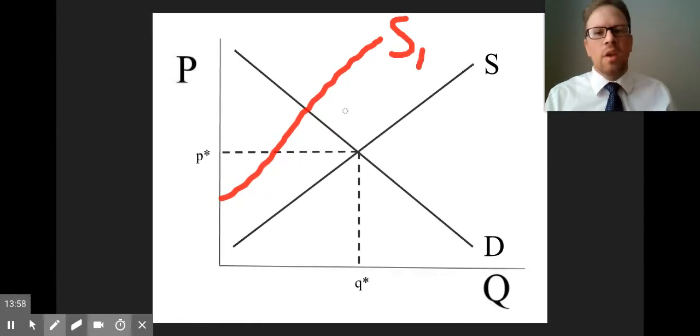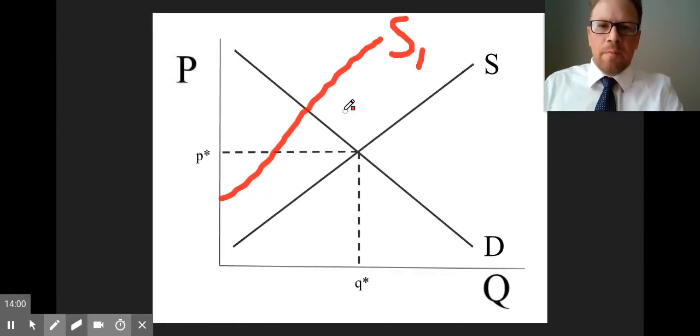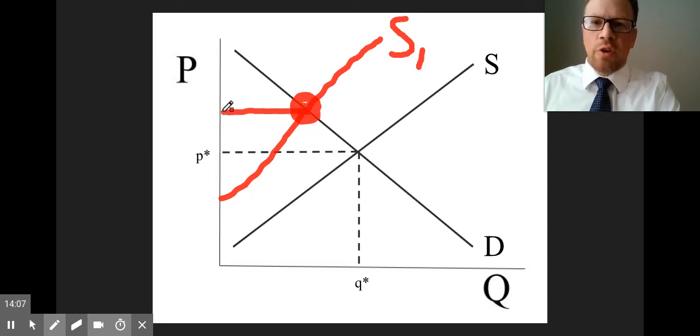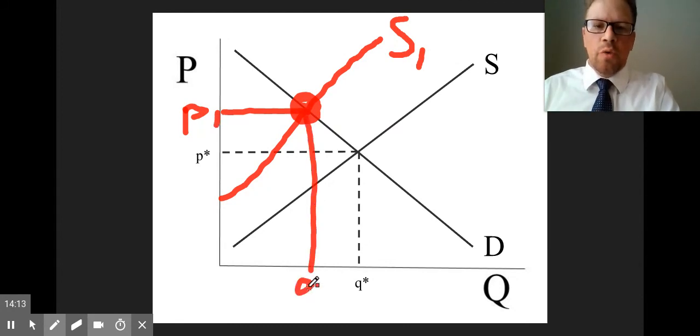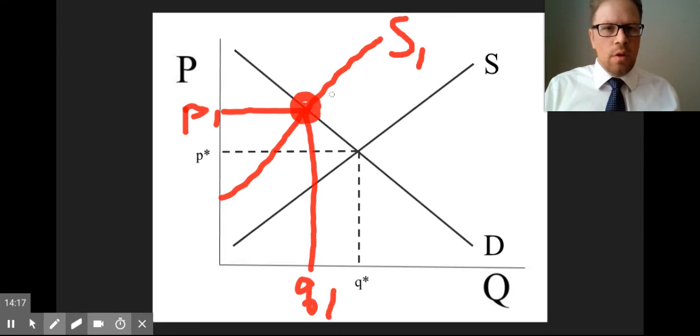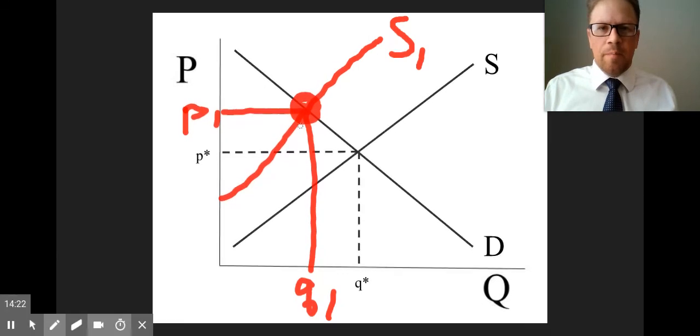Where's my new equilibrium? X marks the spot. That's right, X marks the spot. So we draw a straight line across. That becomes our new price, or P1. And straight down, Q1. So again, those match my S1s. So this shows me that by shifting to the left, we'll notice that prices will actually start to increase, and the quantity will decrease.